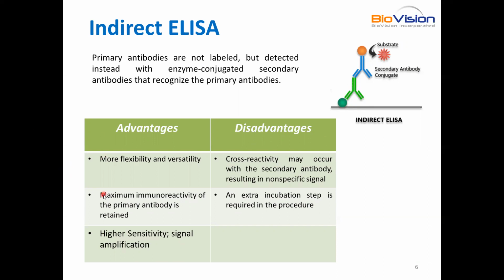Some of the advantages of indirect ELISA are that it is a more flexible and versatile assay. Unlabeled primary antibodies retain maximum immunoreactivity. It provides higher sensitivity and higher signal amplification. Some of the disadvantages are that cross-reactivity may occur with the secondary antibody, which can result in non-specific signal and provides a high background. It requires an extra incubation step. So the overall assay is relatively longer as compared to the direct ELISA.